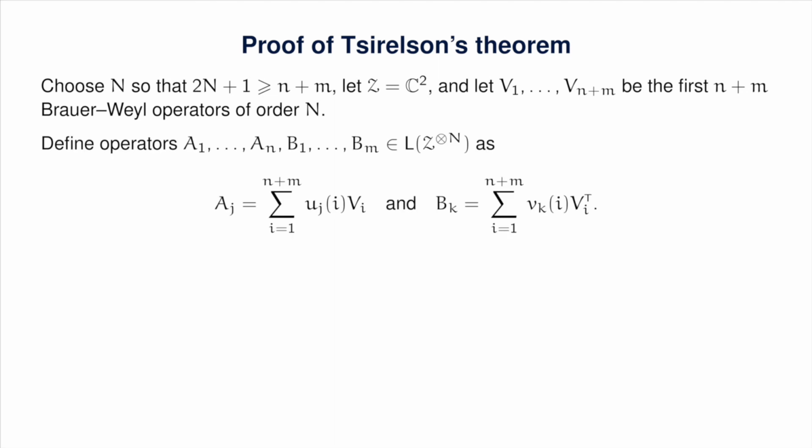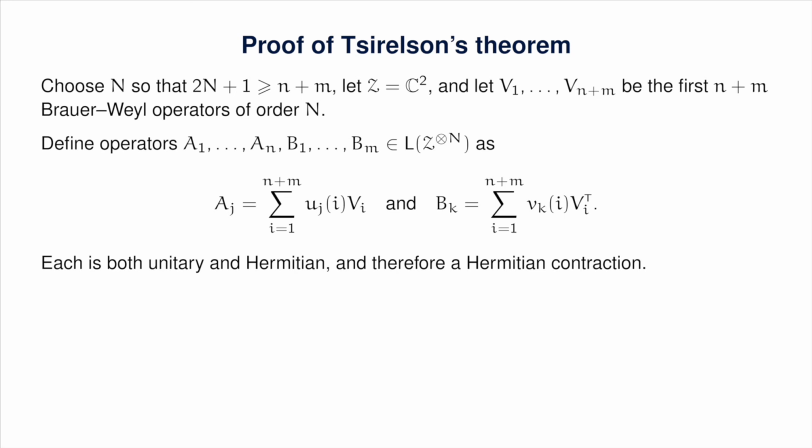First, we'll take each a sub j to be the real linear combination of the Brauer-Weyl operators given by the vector u sub j, and likewise for each b sub k arising from the corresponding vector v sub k. But in this case, we have to transpose the Brauer-Weyl operator. That's either going to negate the Brauer-Weyl operator or do nothing at all to it, but it doesn't matter. We're just putting it there on purpose because we're anticipating that a transpose is going to be coming later.